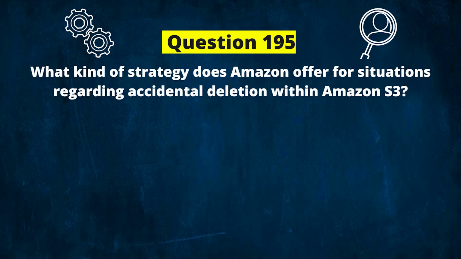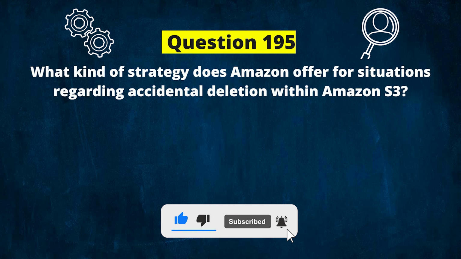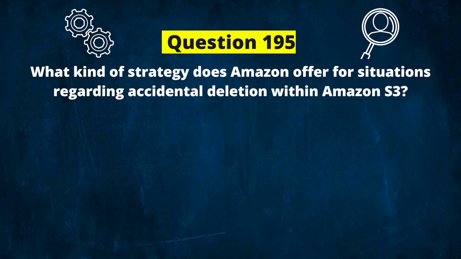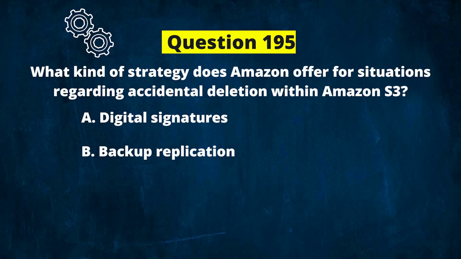Next question. What kind of strategy does Amazon offer for situations regarding accidental deletion within Amazon S3? And the options are A. Digital signatures, B. Backup replication, C.